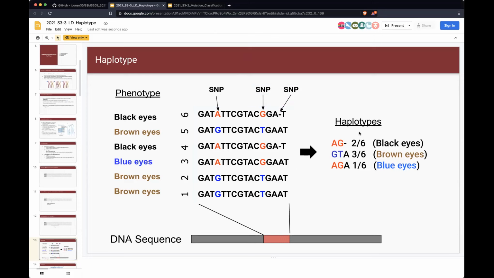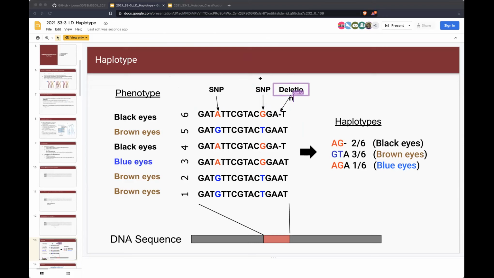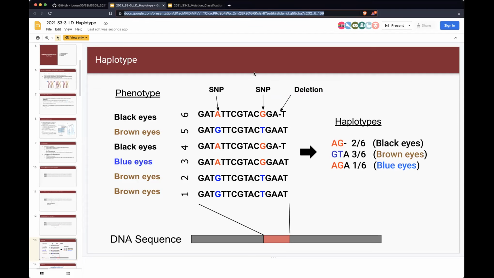Okay, so if you look at the 3 SNPs, then you... my bad. This is not a SNP. It's a deletion, right? Okay, my bad.